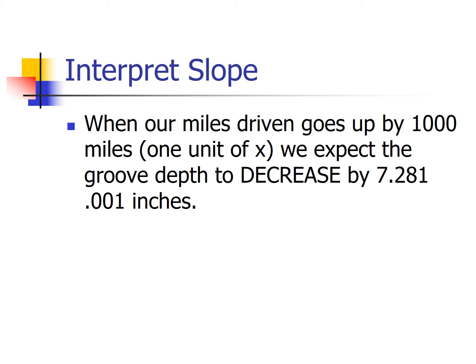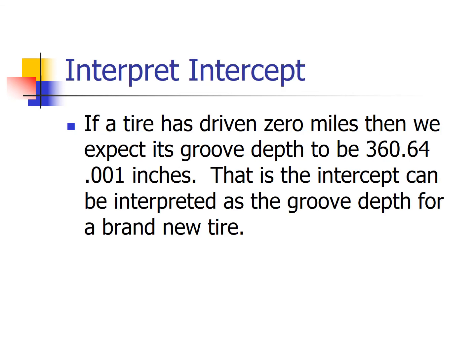0.001 inches. Again, it's more informative than the correlation insofar as it doesn't tell us just that the more we drive, the less we expect the groove depth to be. It quantifies it. It says, for every 1,000 miles, this is exactly how much I expect the groove depth to go down. Does it always go down by exactly that? No. Sometimes it goes down by more than that, sometimes by less. But on average, we expect it to go down by that much.